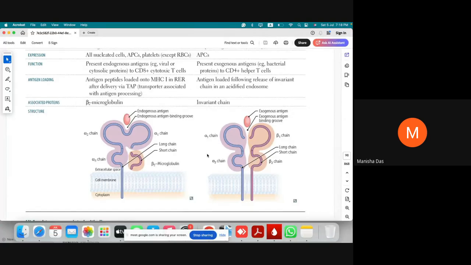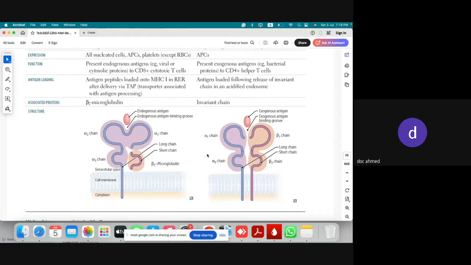What else in MSK are they going to ask you? Sometimes this beta 2 microglobulin, these amyloid, can deposit in the flexor retinaculum, this part of your hand, right? If you have a lot of amyloid there in the flexor retinaculum, it can build up and cause carpal tunnel syndrome.